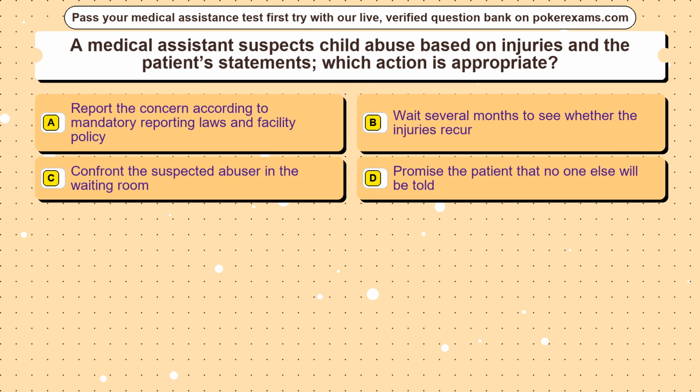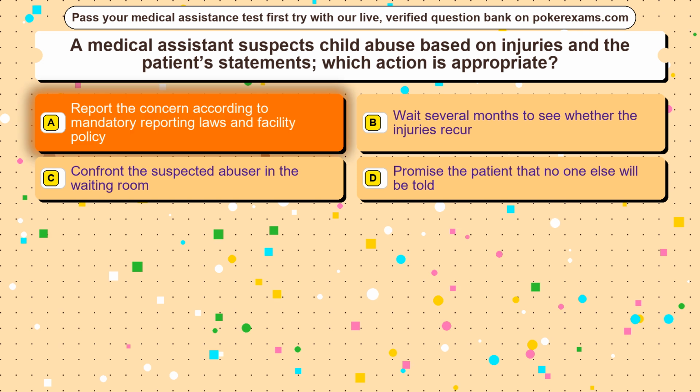Question 27. A medical assistant suspects child abuse based on injuries and the patient's statements. Which action is appropriate? Option A. Report the concern according to mandatory reporting laws and facility policy. Option B. Wait several months to see whether the injuries recur. Option C. Confront the suspected abuser in the waiting room. Option D. Promise the patient that no one else will be told.